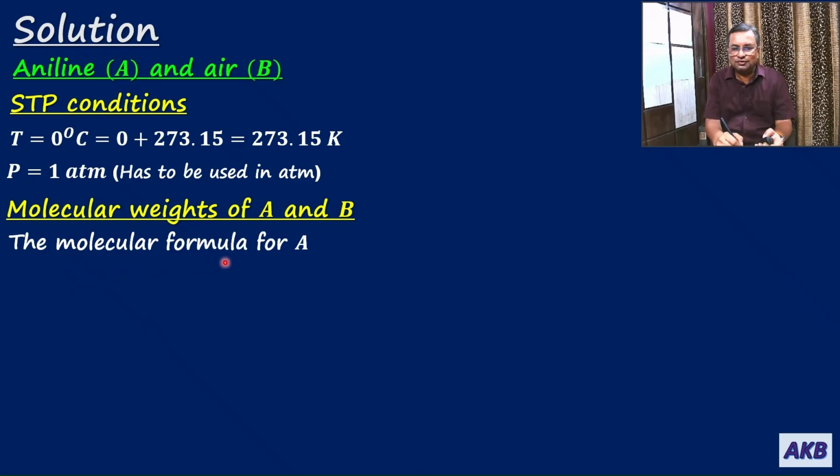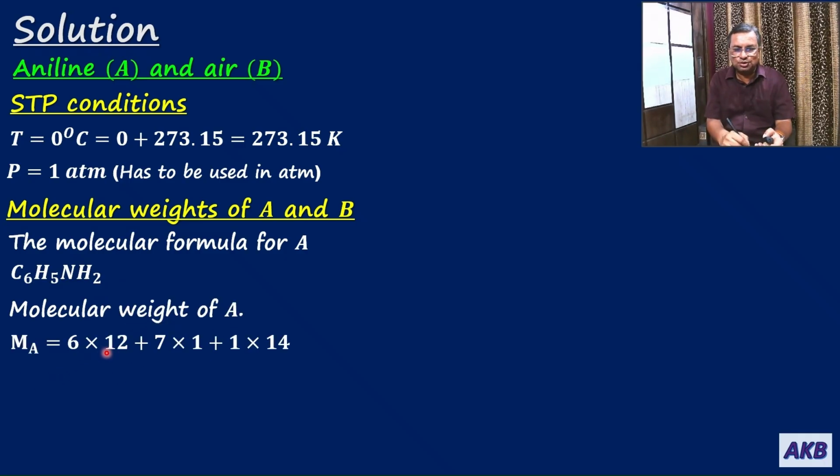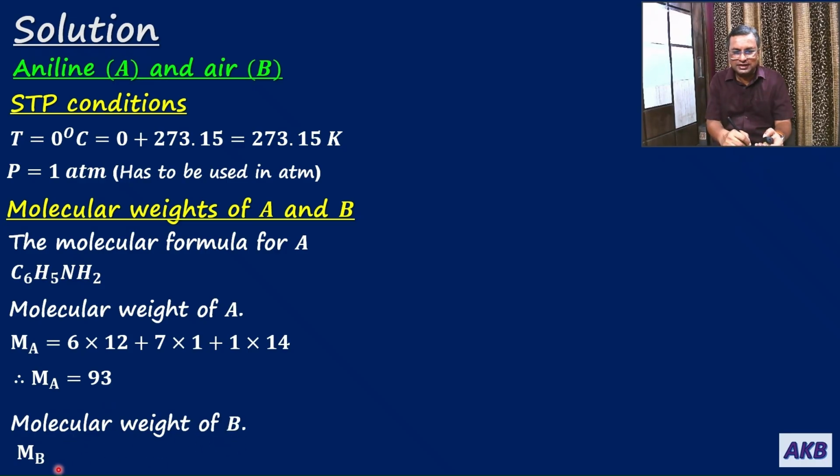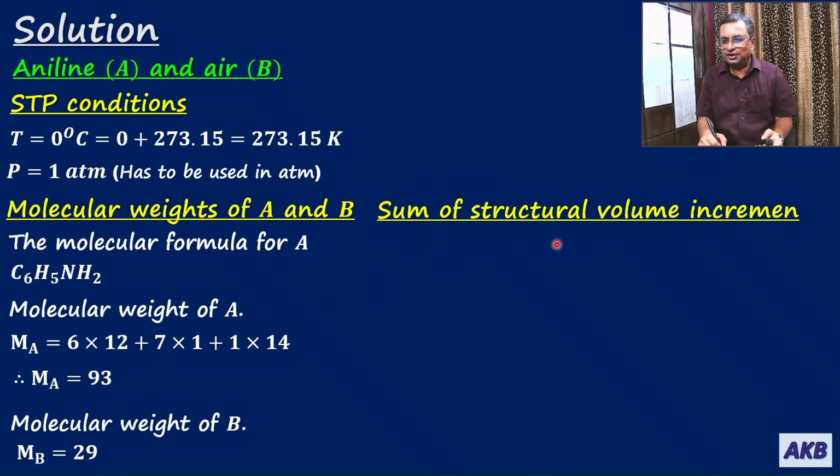The molecular formula for E is C6H5NH2. Therefore the molecular weight of E, Ma, will be equal to 6 into 12, 6 atoms of carbon into the atomic weight of carbon, plus in all there are 7 atoms of hydrogen, 5 plus 2, so 7 into the atomic weight of hydrogen, and 1 atom of nitrogen, 1 into the atomic weight of nitrogen. So Ma comes out to be 93. The molecular weight of B, which is air, is 29. So Mb is 29.